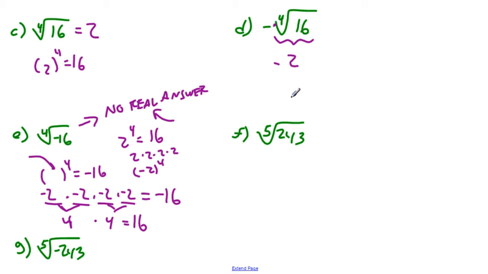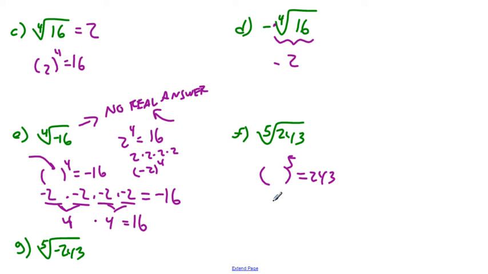Okay, let's go right here. The fifth root of 243. Again, that means what to the power 5 is 243? And this guy right here, let's see, it's going to be 3, I believe. No, let's see.